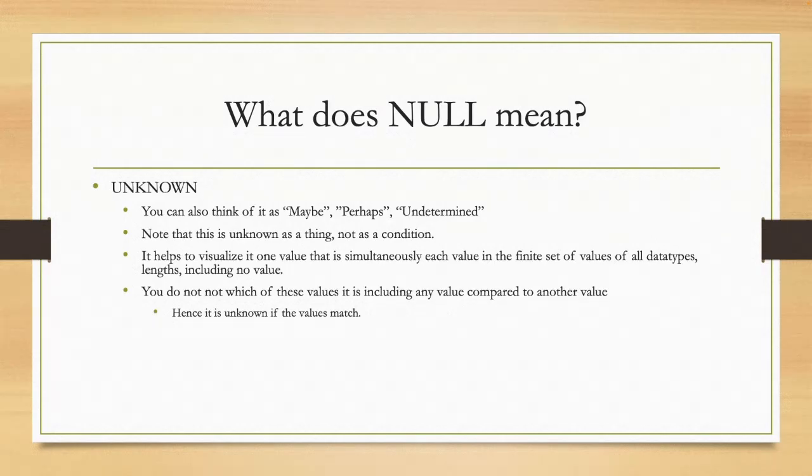So that unknown value, that's the thing. If I have 1 equals 1, I know that's true. If I have 1 equals 2, I know that's not true. If I have 1 equals some value I don't know, then it's not known, it's unknown. And how that unknown gets propagated in expressions is where the fun part comes with nulls.